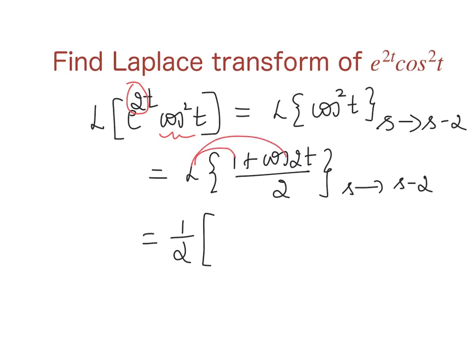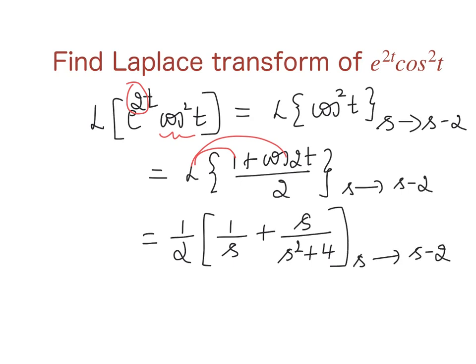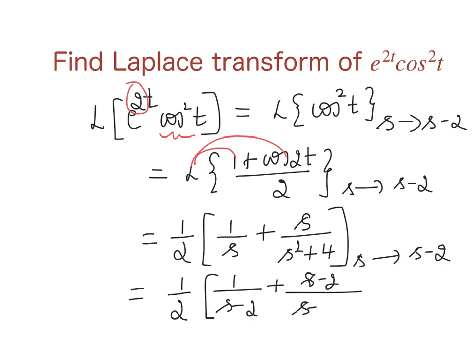What is the Laplace transform of 1? That is 1 by s. Next, the Laplace transform of cos at is s divided by s square plus a square, where a is 2 in our problem, so 4. In this result, we are shifting s to s minus 2. So that is finally 1 by 2 times 1 by s minus 2 plus s minus 2 divided by s minus 2 whole square plus 4.